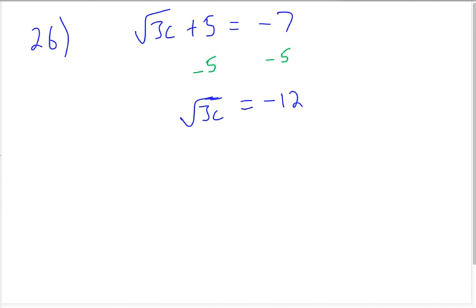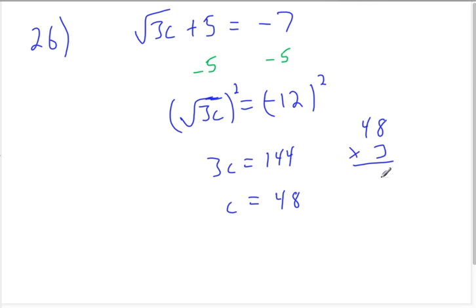Anyway, but just for the sake of argument, we can square both sides and then get 3c equals 144 and then get c equals whatever that is. So 360, 90, 120, 40, 8, I guess. Let's try that. 48 times 3, 4, 2, 12, 14, 144. Okay. So 48. So we think the answer is 48.